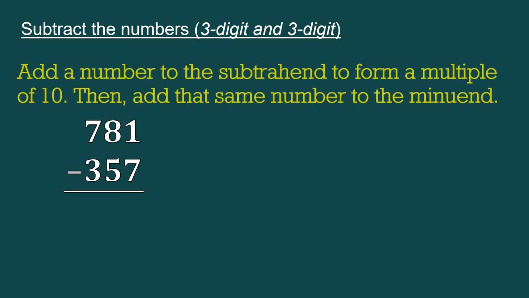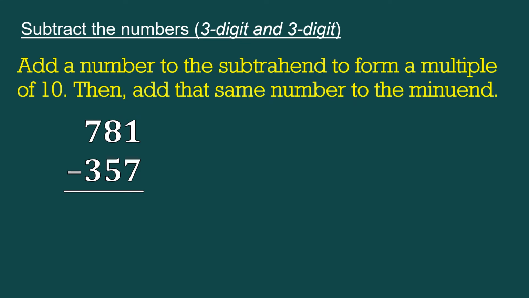Subtract the numbers with a 3-digit minuend and a 3-digit subtrahend. We have 781 minus 357. First, we add a number to the subtrahend to form a multiple of 10. 357 plus 43 makes 400. We add 43 to the minuend.